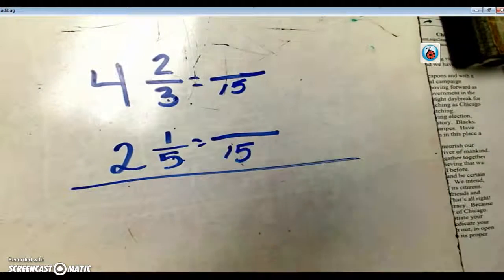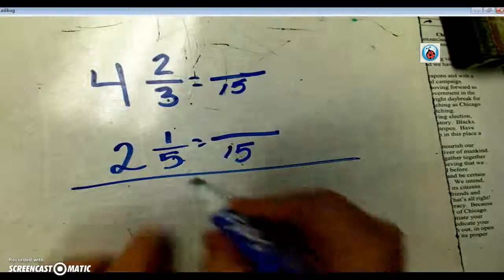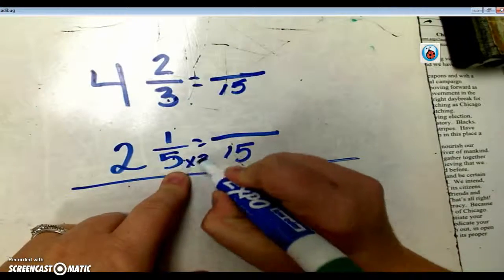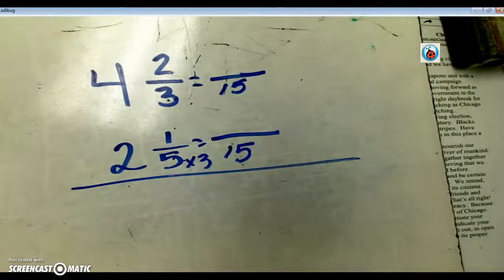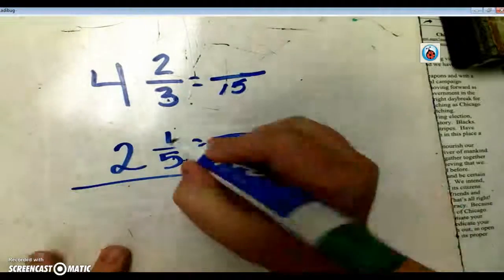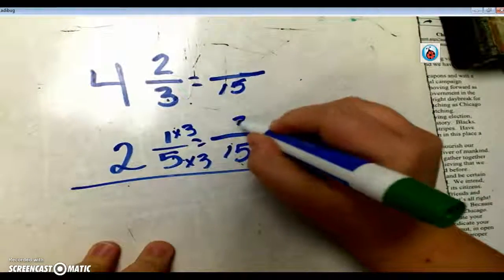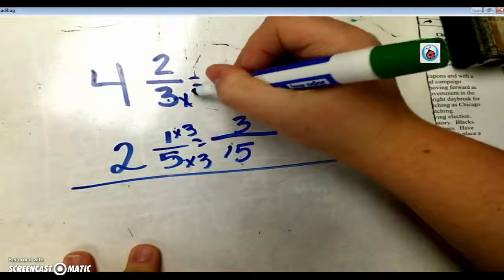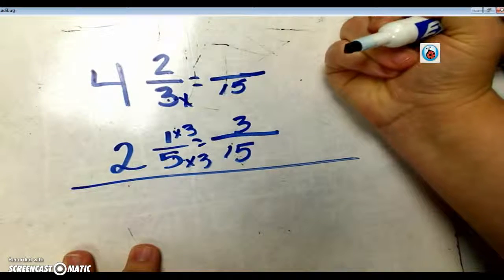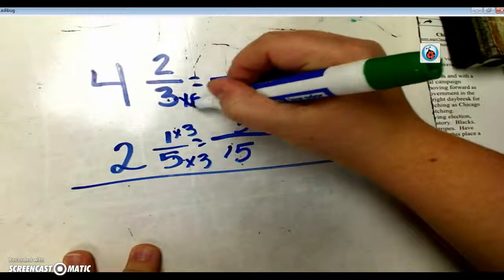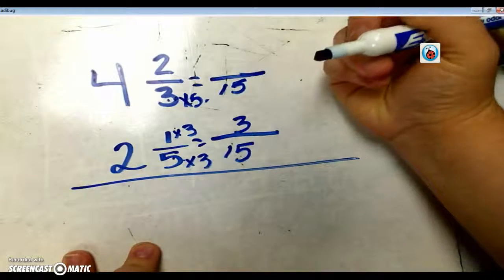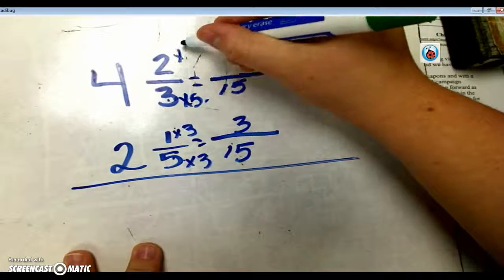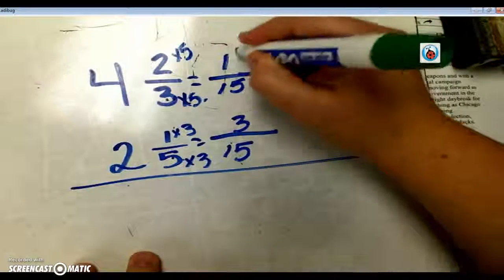Okay. Then I have to create my equivalent fractions. 5 times 3 gives me 15, right? Okay, and if I multiply the bottom times 3, Chloe, what do I do to the top? I multiply it by 3. 1 times 3 is 3. Here, 3 times what gives me 15, Caleb B? 5. Okay, if I multiply the bottom times 5, what do I have to do to the top? 2 times 5 is? I did good.